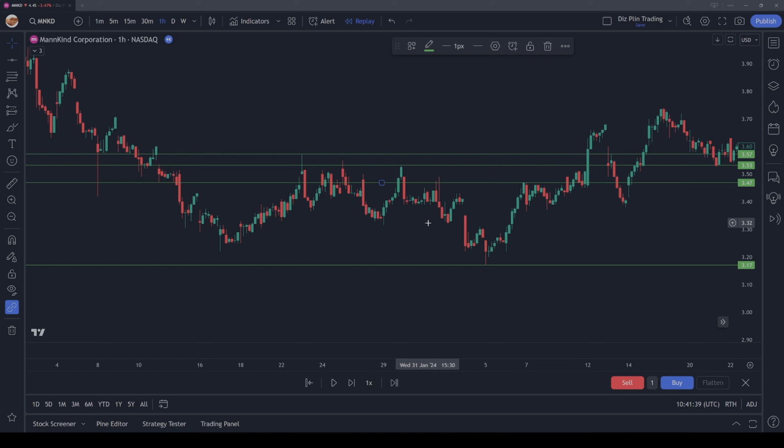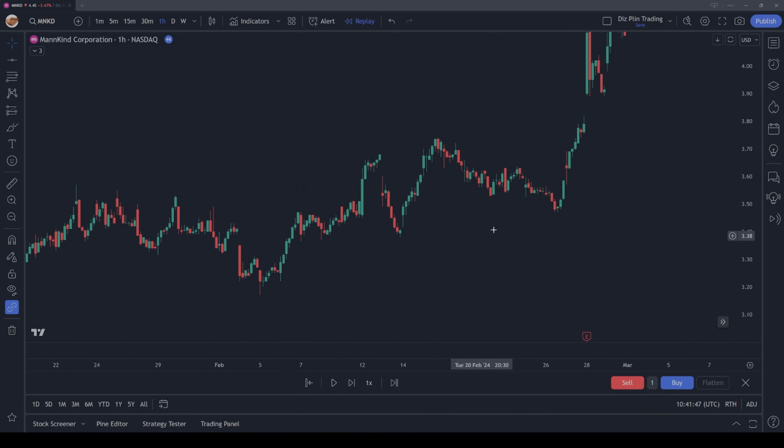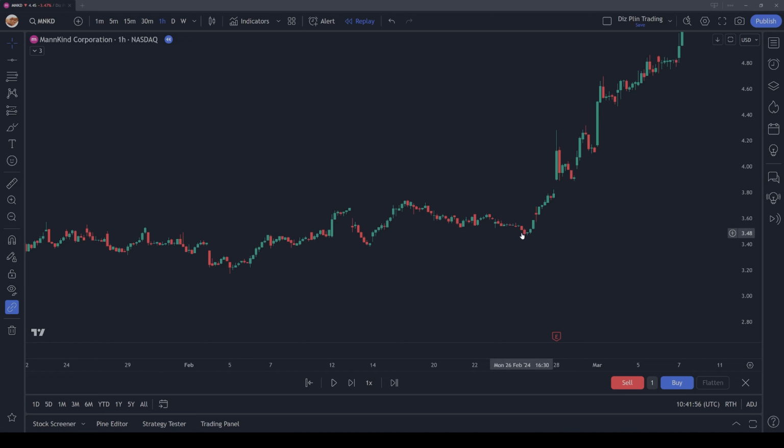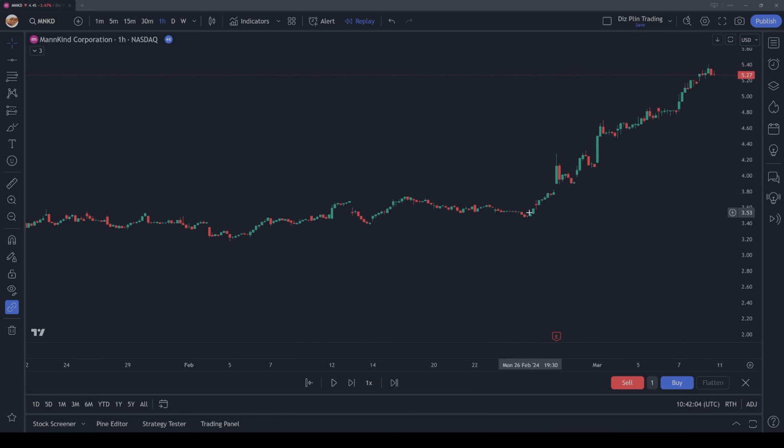Now, the main reason why I wanted to show you this chart specifically is because, let me get rid of these lines for now. Remove drawings. Okay, this is key. As you can see from the 26th of February, they were trading at $3.48. Not even, what is this? 2 weeks later, they're up at $5.29. Why are they up at $5.29? And where are they going to go from here.